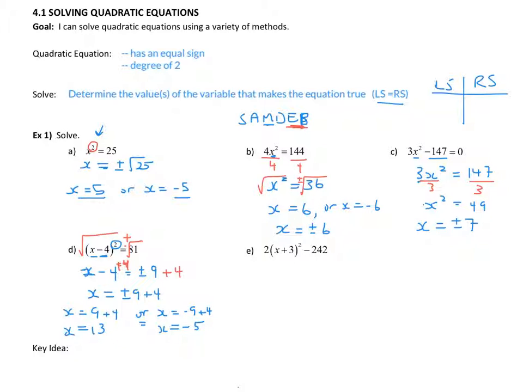If we put either one of those in for the x, when I subtract 4 from it and then square that answer, we will get 81 as our answer. The left side will equal the right side.